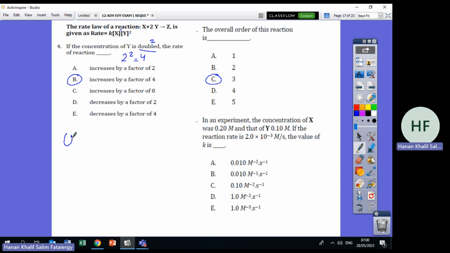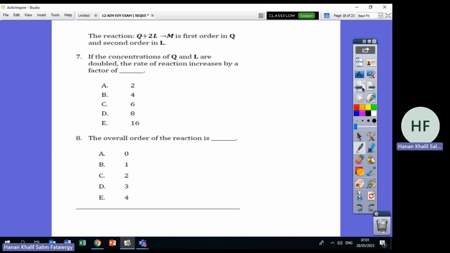Now the unit of k will be time minus 1 M to the 1 minus order. Okay, the overall order is 3, so M to the 1 minus 3, which is equal to minus 2. Time minus 1 M minus 2. So that means the correct answer is this or this one. Okay, let's put the values and find the answer.